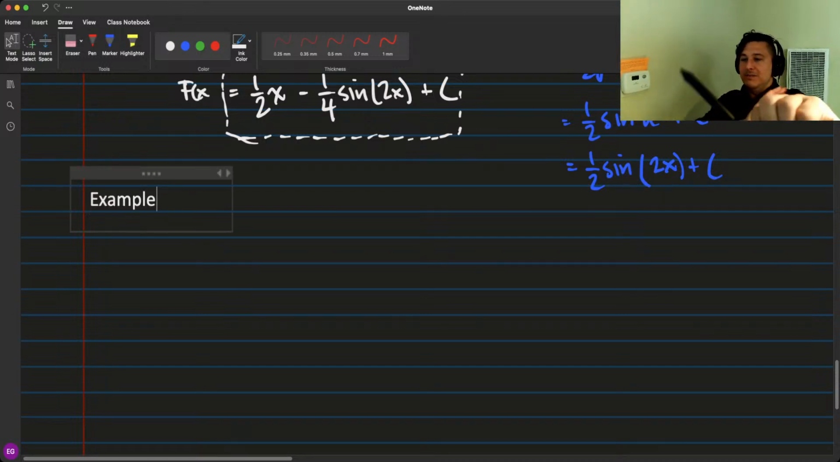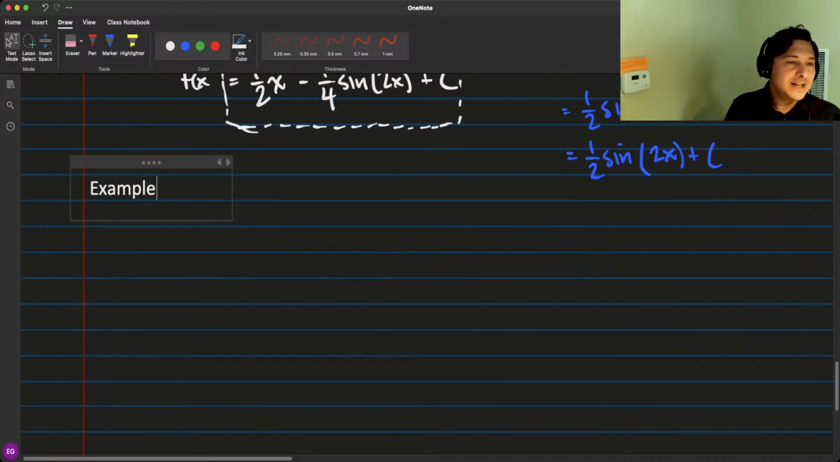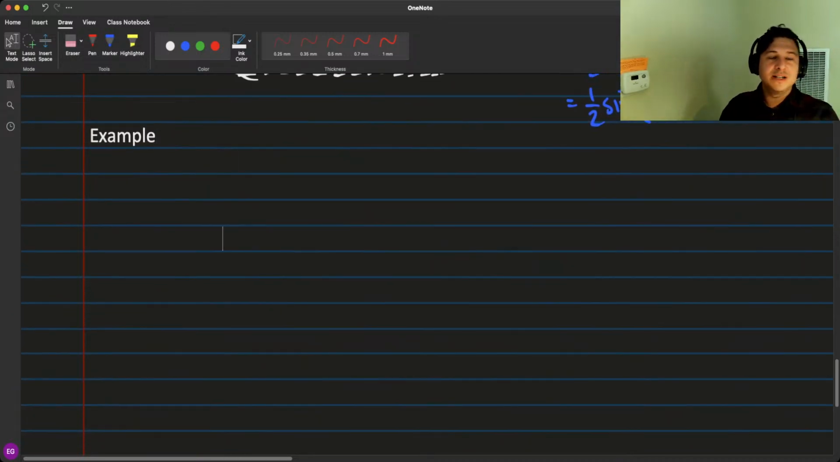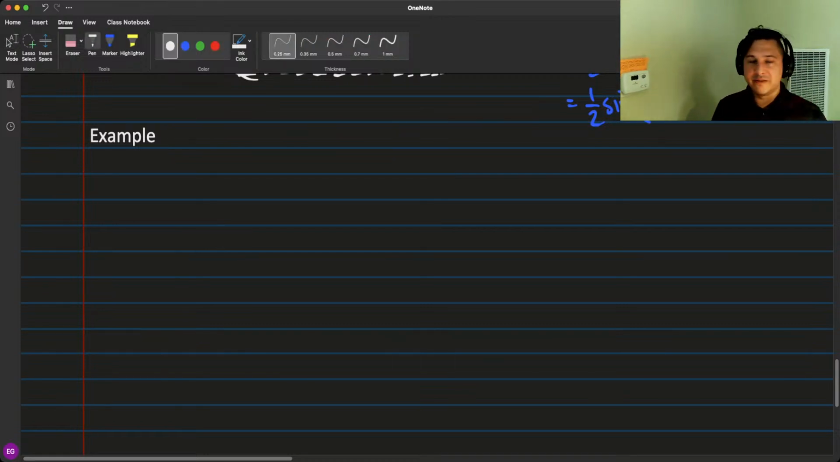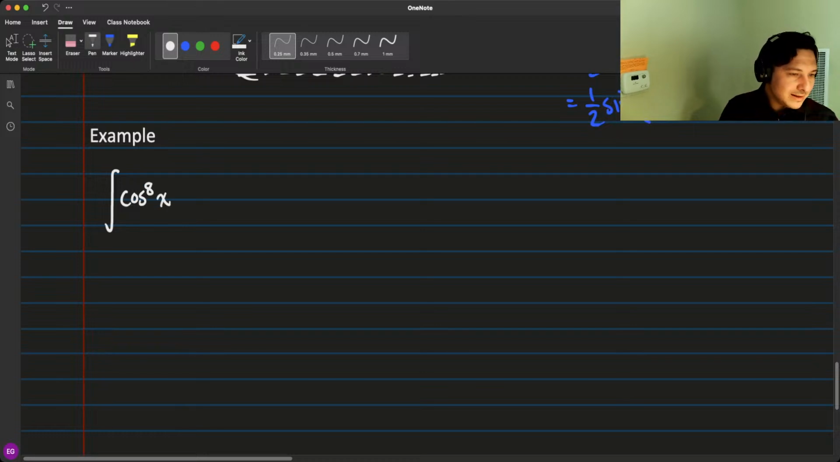This used to be really important back in the day. It's not so important to know how to do this nowadays because you have Wolfram to do things for you numerically, but it's still useful for a lot of physics stuff. So let's do an example that might involve more tricks. We're going to have cosine to the 8th x times sine to the 5th x dx.